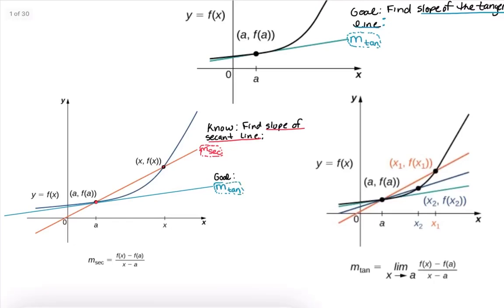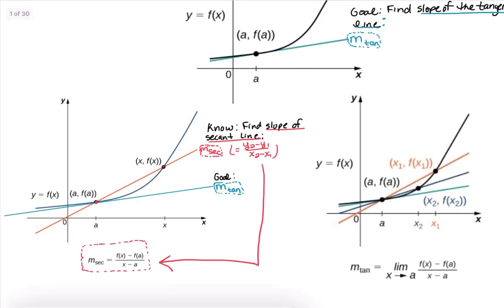We know how to find the slope of a secant line, or the line that goes through two points. We can just do good old change in y over change in x: y2 minus y1 over x2 minus x1. In this situation, if we do that with the point a, f of a, and some other point on the function x, f of x, then we get the slope of this secant line as f of x minus f of a over x minus a.